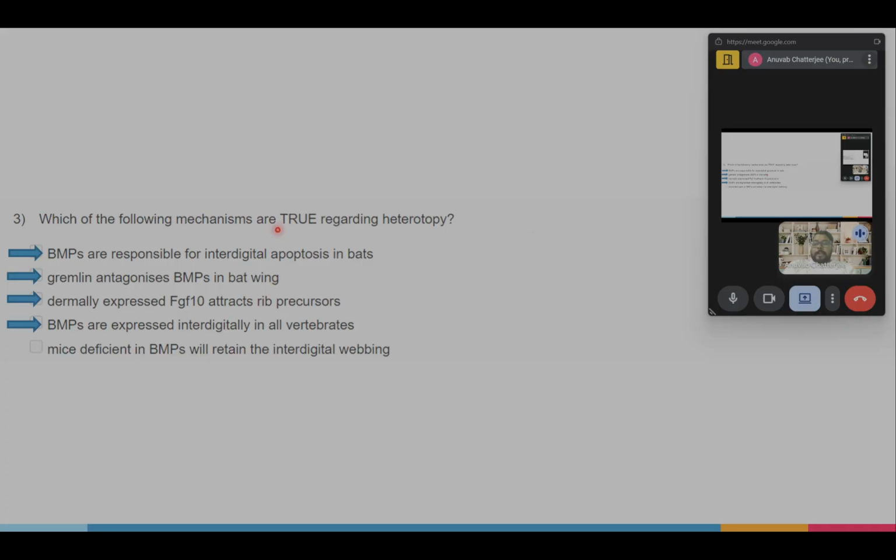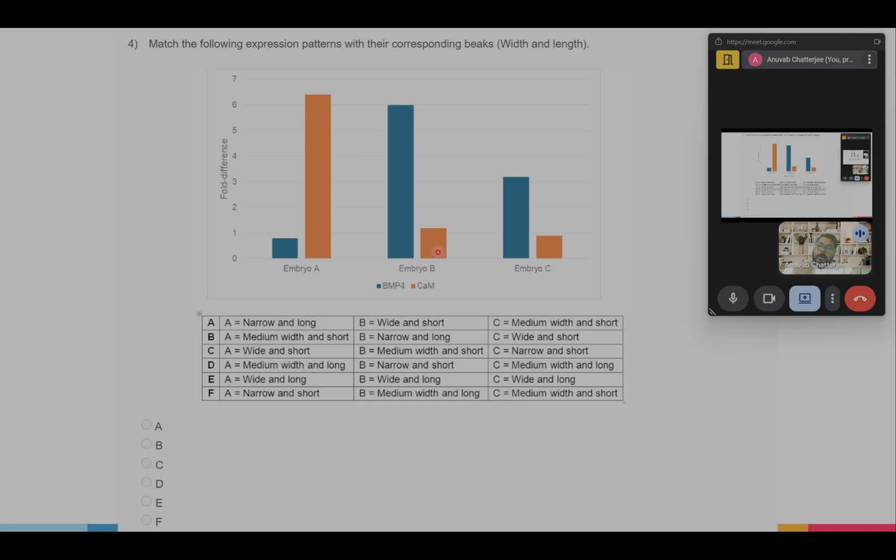So which of the following mechanisms are true regarding heterotopy? BMPs are responsible for interdigital apoptosis in bats, but it is opposed by FGF8. Gremlin antagonizes BMPs in bat wing. Dermally expressed FGF10 attracts rib precursors, this we just saw. BMPs are expressed interdigitally in all vertebrates. That is also true. Okay, so all of these are examples of heterotopy, and we move on.